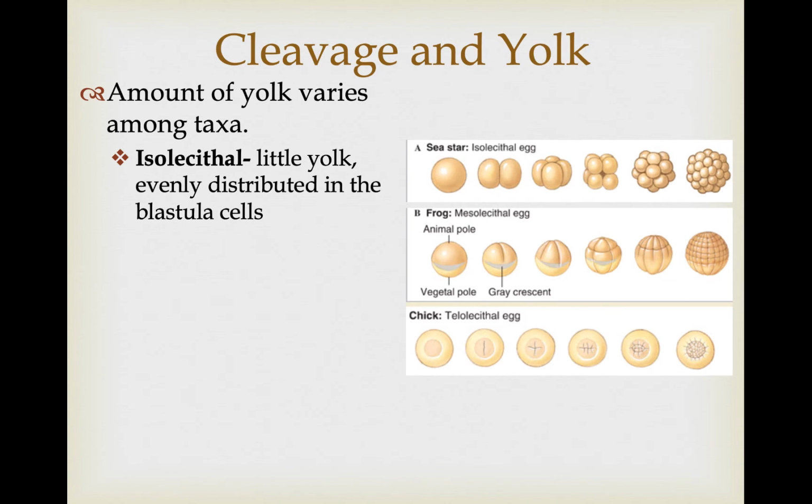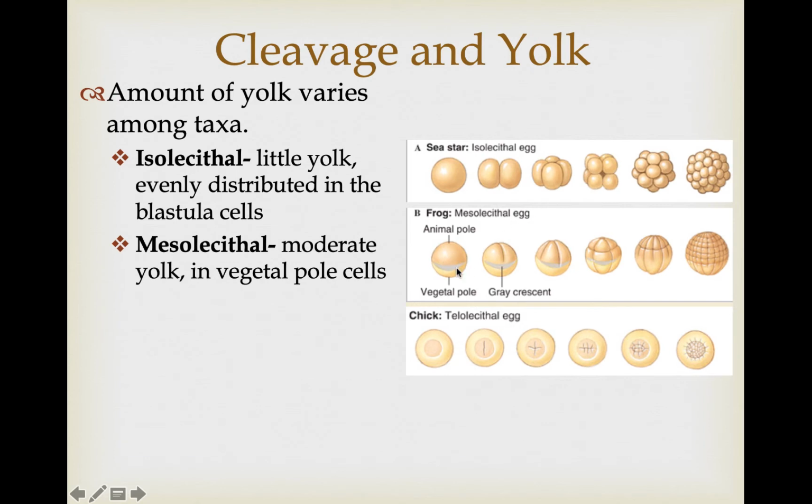So the amount of yolk, as I mentioned, varies across different taxa, different species and major groups of animals. In some animals, there's not a lot. It's what we call isolecithal. So a sea star, for example, is an isolecithal egg. You don't have a lot of it, and it gets evenly distributed as we go through cleavage, so that all of these cells in the blastula have about the same amount of nutritive material.